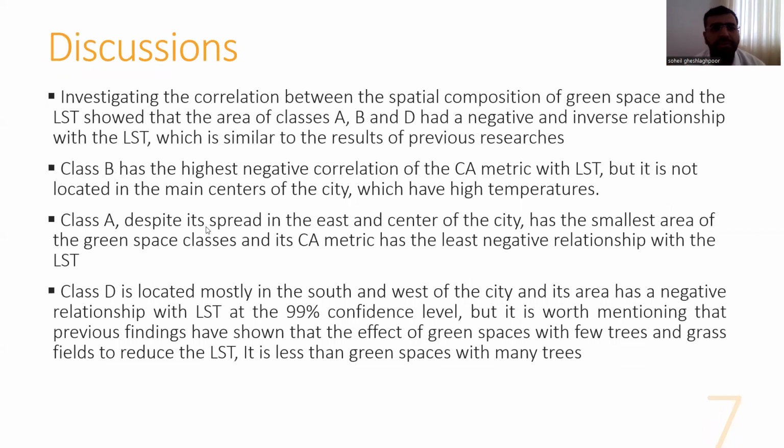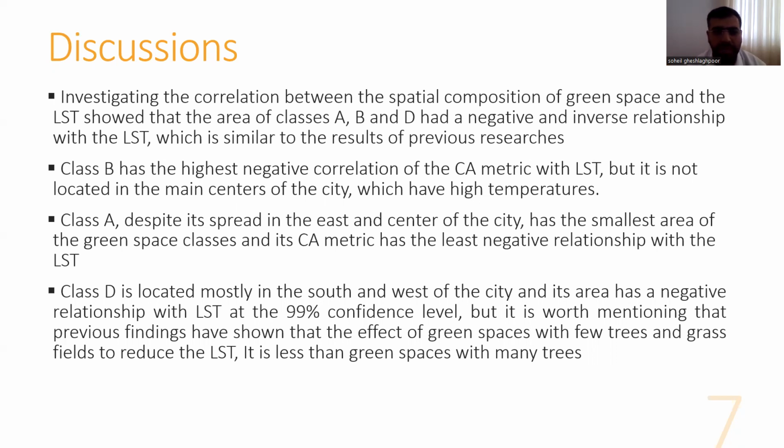In the discussion, investigating the correlation between the spatial composition of green space and the LST showed that the area of classes A, B, and D had a negative and inverse relationship with the LST, which is similar to the results of previous research. Class B has the highest negative correlation of the CA metric with the LST, but it is not located in the main center of the city, which has high temperatures.